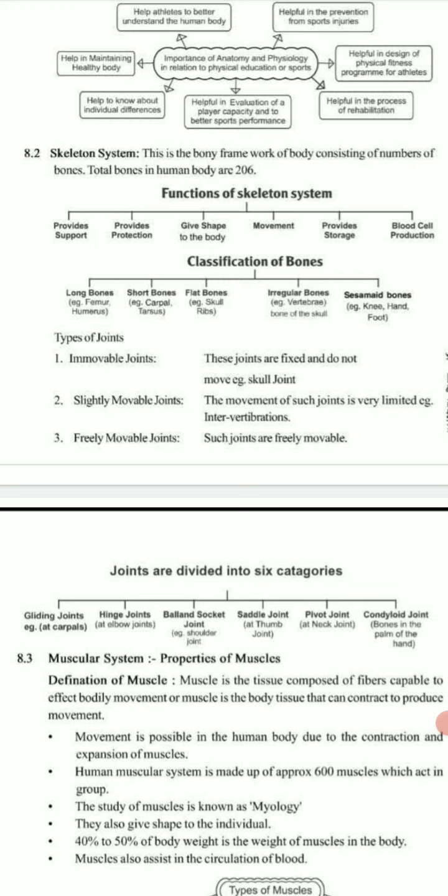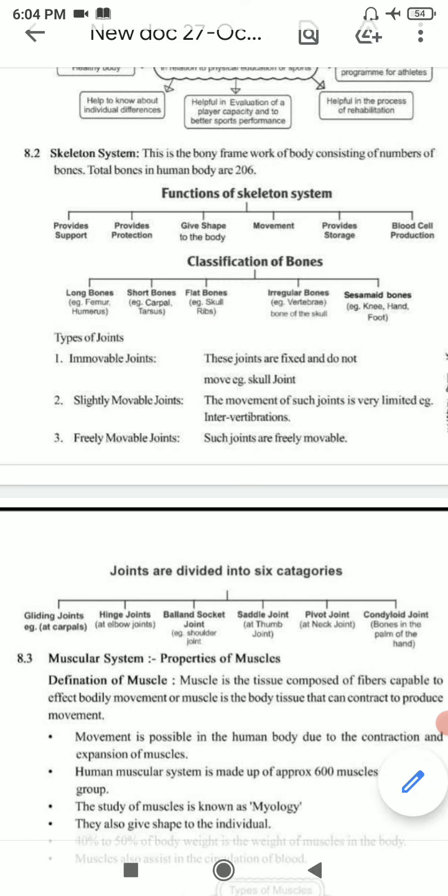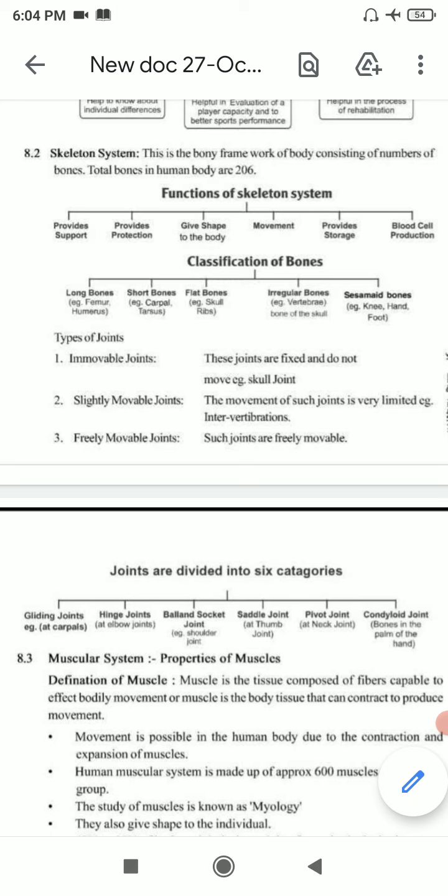So carpals are the example of gliding joints, and elbow joint is also an example of the hinge joints, and shoulder joint is the ball and socket joint, which also allows rotation. Okay, ball and socket joint also rotates. Rotating joint is the ball and socket joint. Shoulder joint is an example of ball and socket joint.